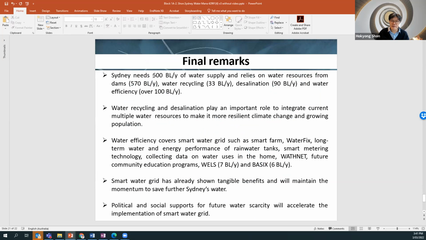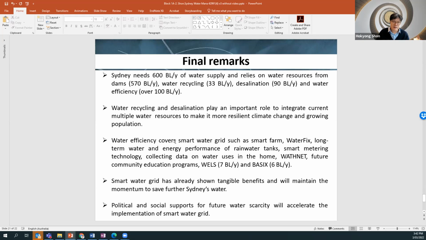Sydney needs 600 billion liters of water supply and relies on water resources from dams, water recycling, desalination, and water efficiency. Mostly dams are the largest portion. Water efficiency 400, desalination depending on our dam level. The water recycling also further increased, and water recycling and desalination play an important role to integrate current multiple water resources to make it more resilient to climate change and growing population.